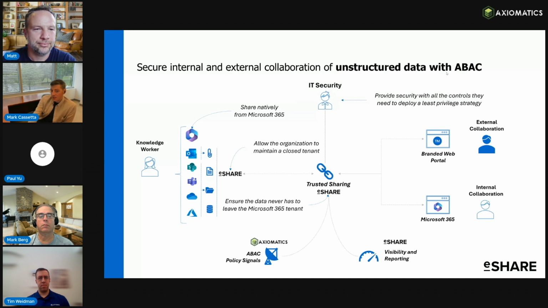And that leads to the fourth key item in all this: we want to provide security with all the controls you would ever need to deploy a least privilege strategy, right? In some instances, maybe you want to provide people the option to download, but in other instances you don't. And you want to give people the option to dial in those permissions and those controls. And of course, from a security standpoint, this is critical.